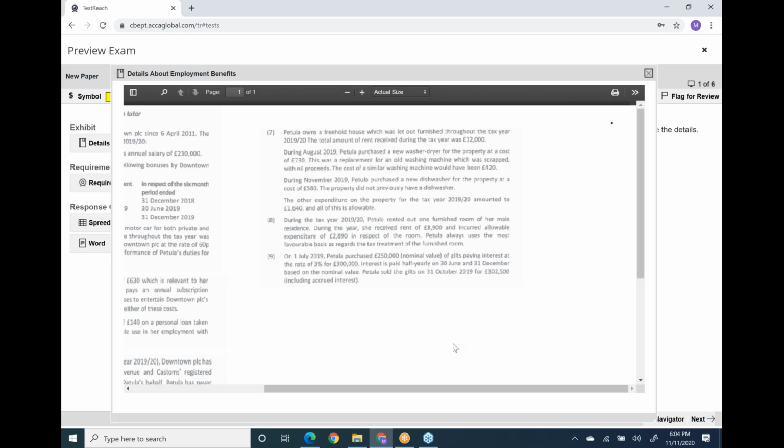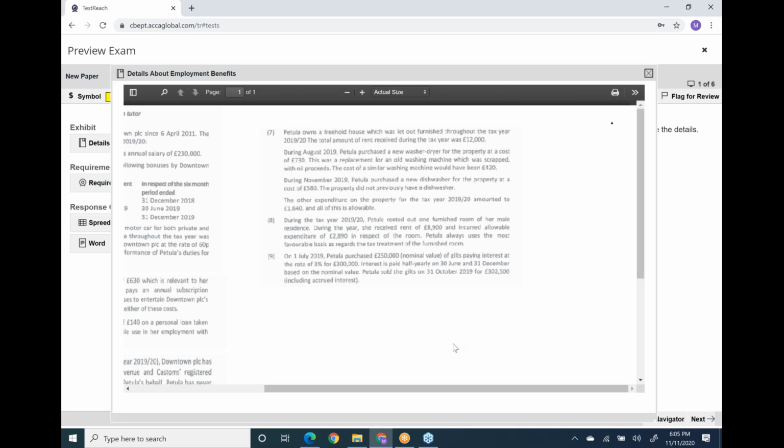During August 2019, see the fiscal year, Petula purchased a new washer dryer for the property at a cost of 730. Read the lines. This was a replacement. Yes, some amount may be allowed now. Some amount you can get some relief. This was a replacement for an old washing machine which was scrapped with nil proceeds. See, no proceeds are given. That's good news for you. The cost of a similar washing machine would have been 420. I just told you the equivalent cost or similar quality amount is allowed. So in this replacement, only 420 is allowed.